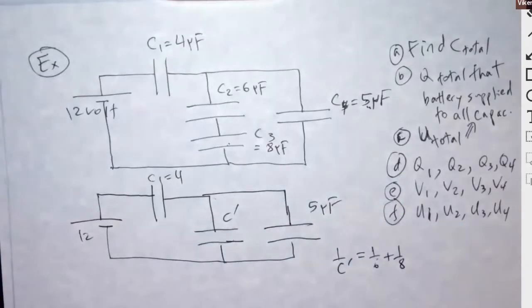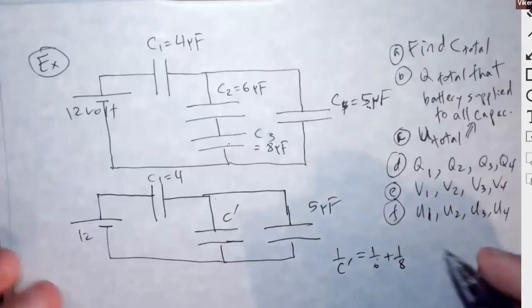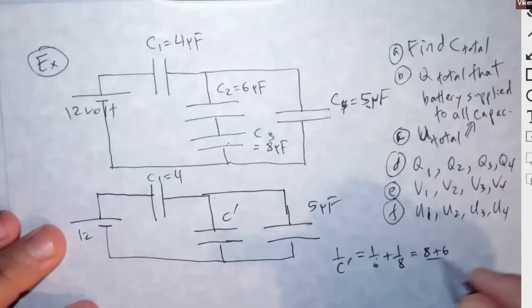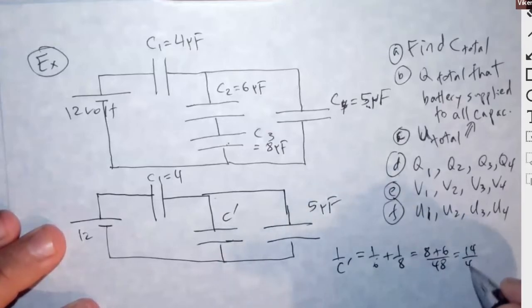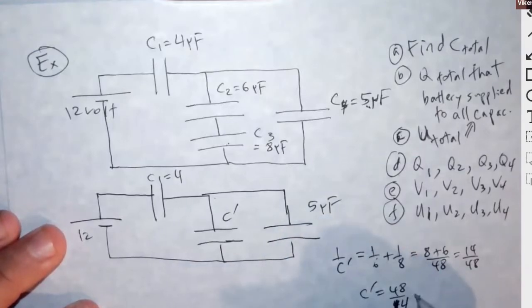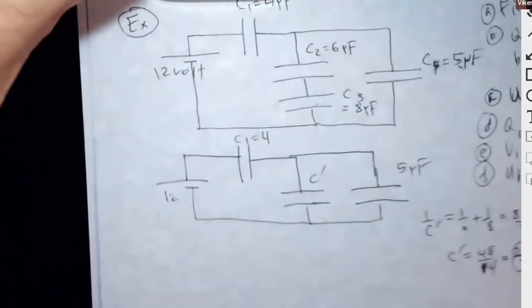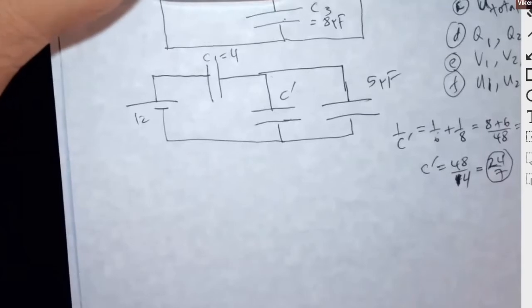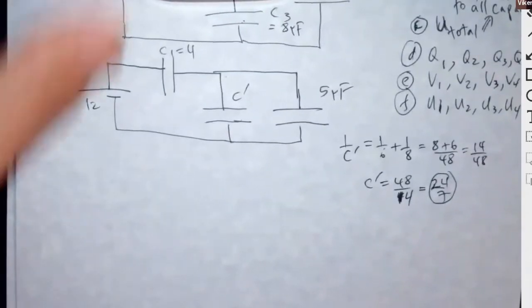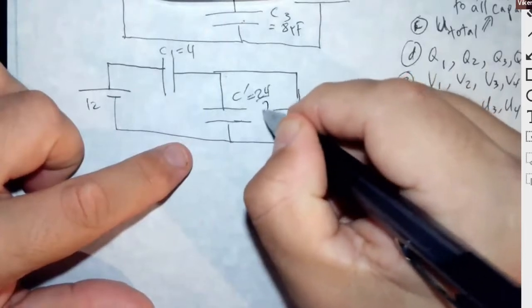And then combine them together, you get 8 plus 6 over 48. And then that's 14 over 48. And then reciprocate them, 48 over 14. So then that's going to be 4 goes into 22, 24/7. So we could leave that as 24/7, right? So then you have here 24/7. So this is equal to 24/7.